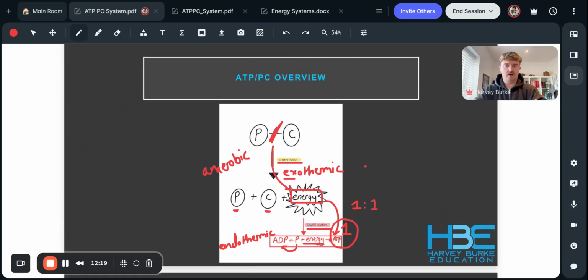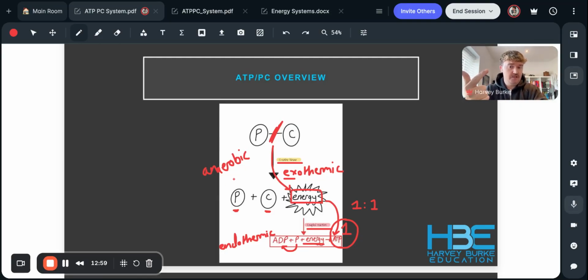Now, I don't think you should just have separate lists of things that you should be remembering as pros and cons. You just use your knowledge of what's going on in the energy system to come up with pros and cons. So firstly, I'd be saying, well, this is a rapid reaction. There's only one reaction involved here. So a good thing about this energy system is that it resynthesizes ATP rapidly. So it allows you to perform at a high intensity. Without this energy system, you wouldn't be able to work at high intensity. So there's two of your positives already. Quick resynthesis of ATP allows for high intensity work.